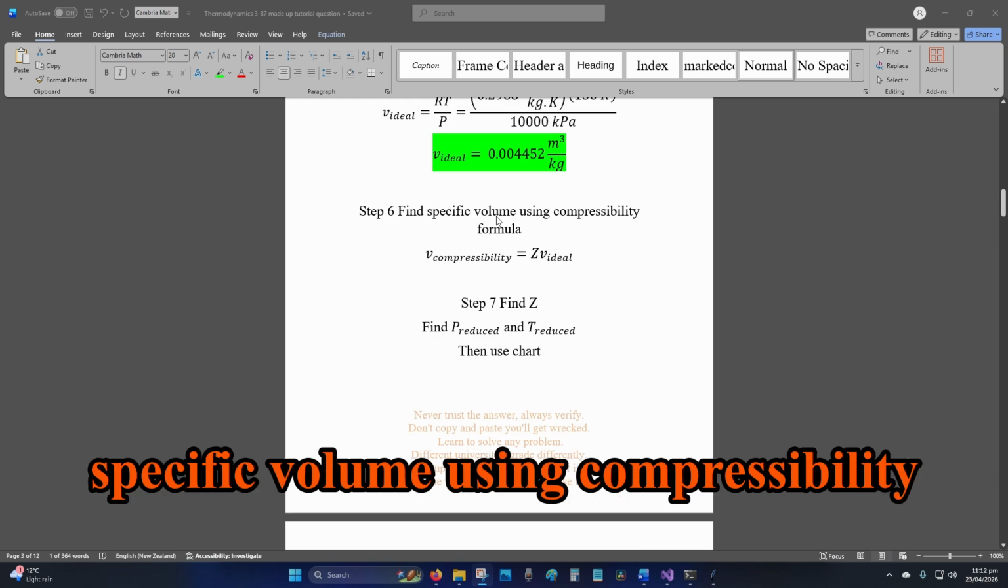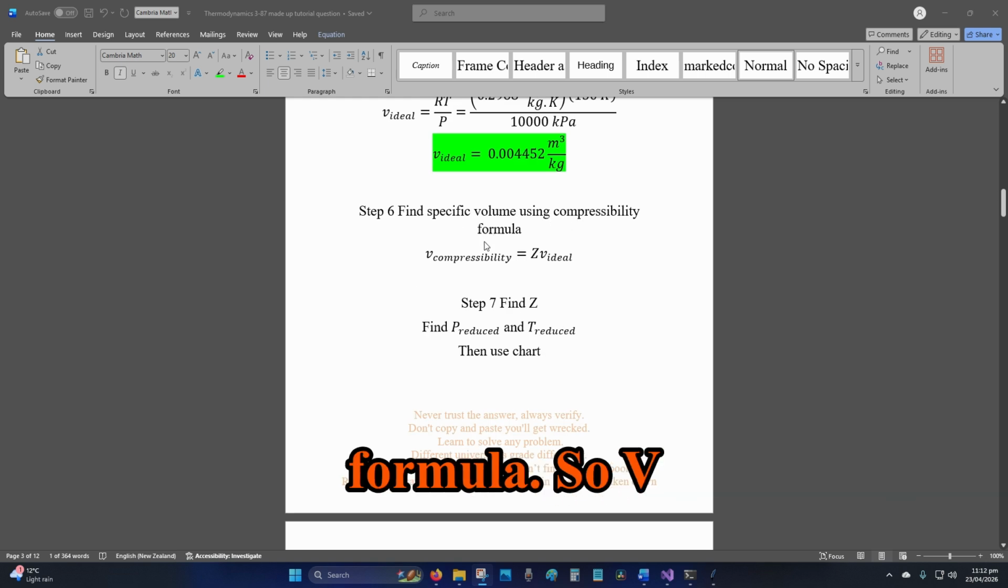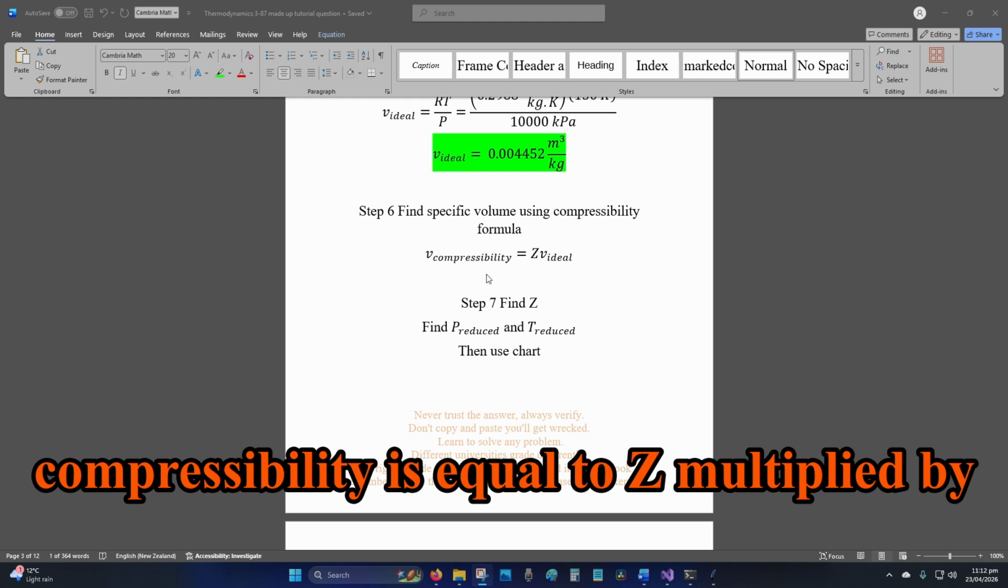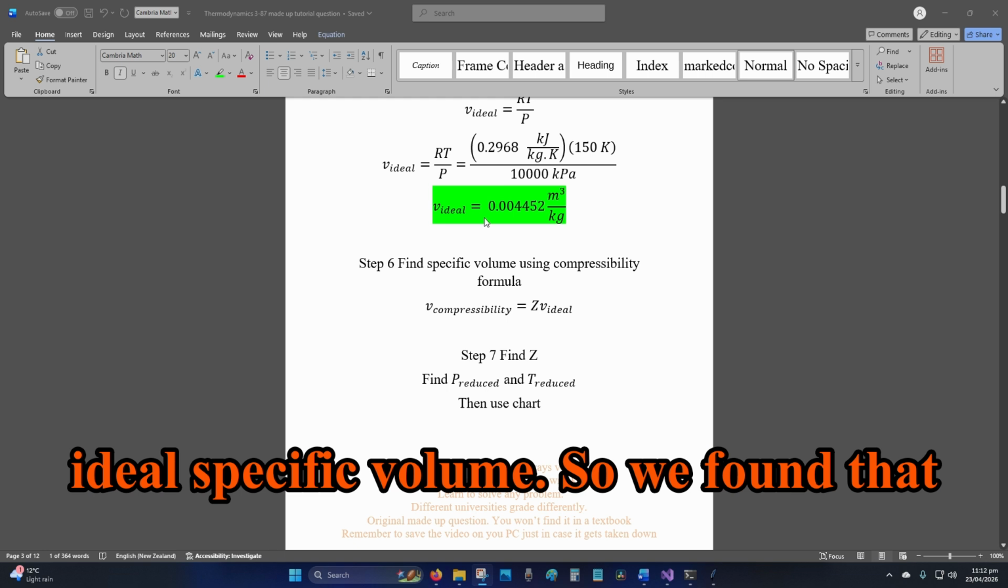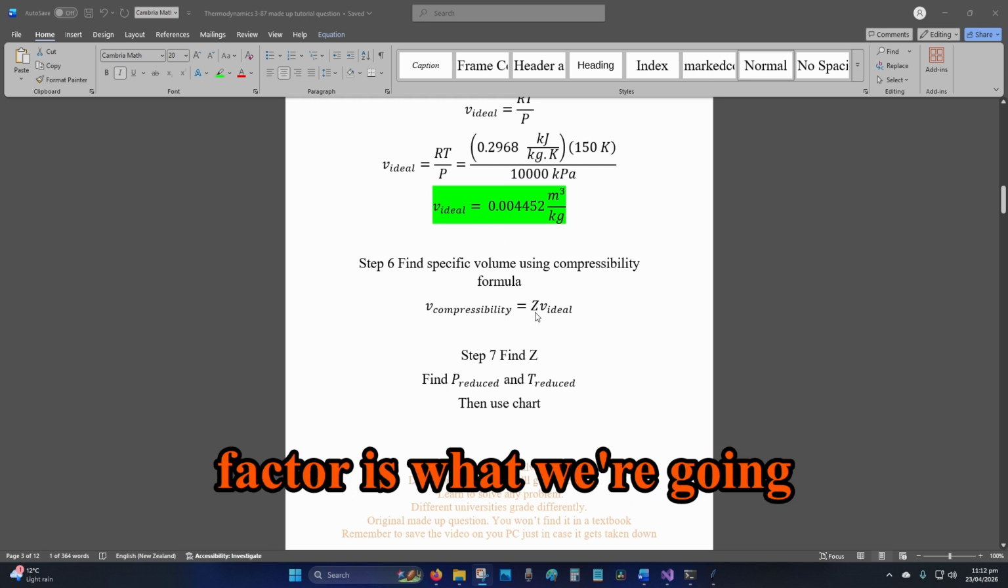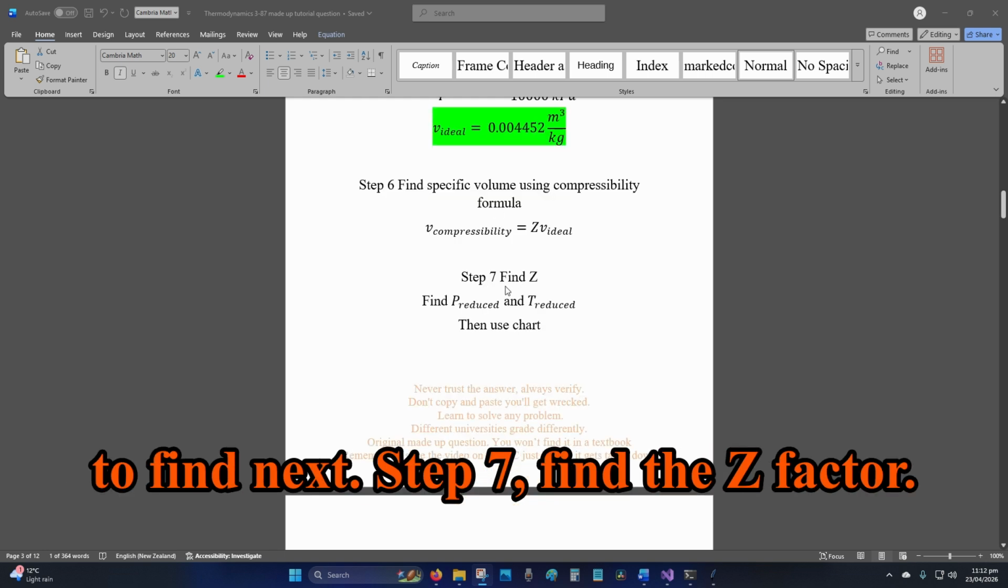Step 6, find the specific volume using compressibility formula. So v compressibility is equal to Z multiplied by ideal specific volume. So we found that in the previous step. The Z factor is what we're going to find next. Step 7, find the Z factor.